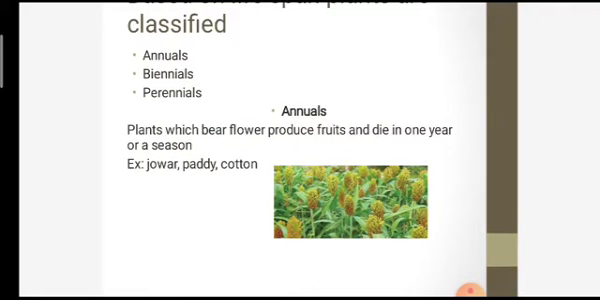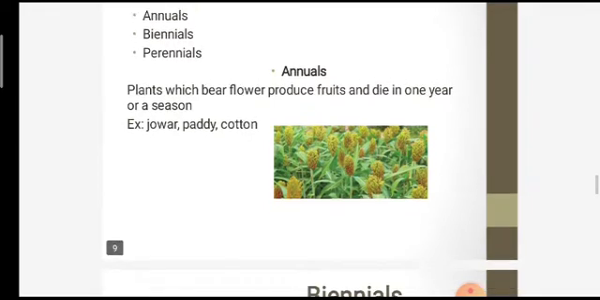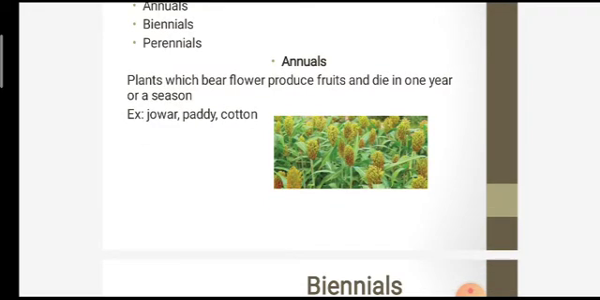You have seen this field. This is the jowar field. Examples of annuals are jowar, paddy, cotton. These are all annual plants. They live, produce flowers and grains within 1 year and die off.